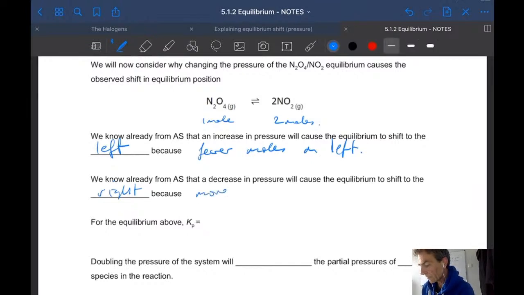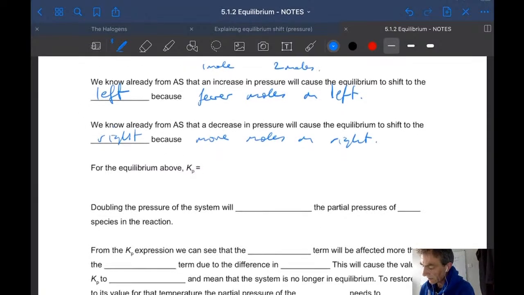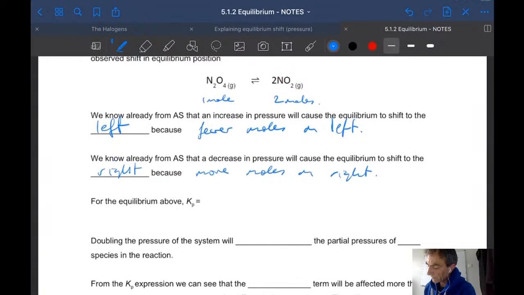There's more moles on the right. Okay, so far so good, hopefully. So for the equilibrium above, the Kp expression looks like this: partial pressure of NO2 squared over the partial pressure of N2O4.